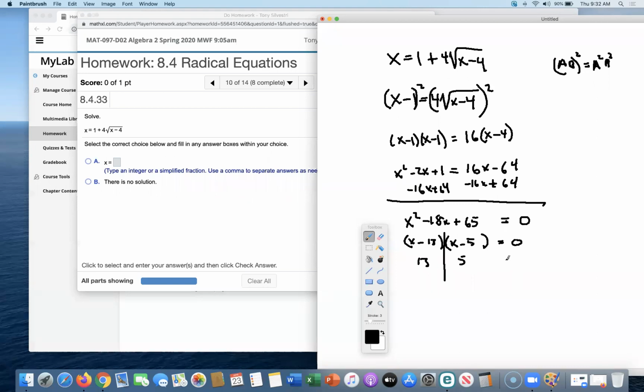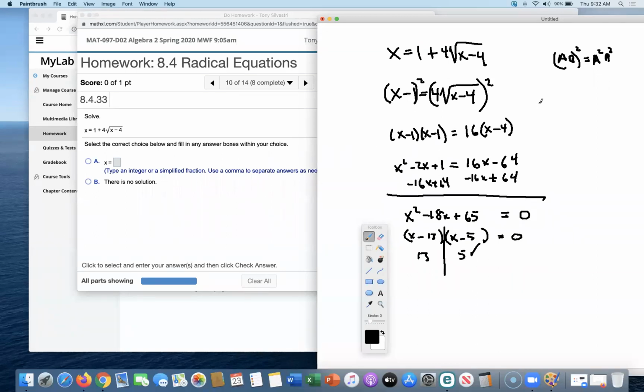Possible answers. So do these things work? Let me try the 5 first. 5, remember, 5 equals 1 plus 4 times the square root of 5 minus 4, which underneath the square root is 1. Square root of 1 is 1. 1 times 4 is 4, plus 1 is 5. That 5 works. That checks out. That does work.